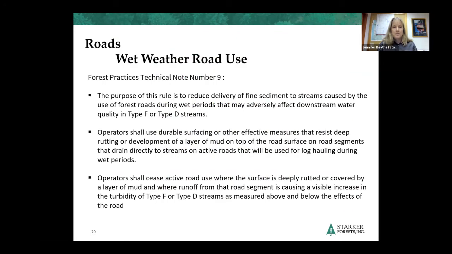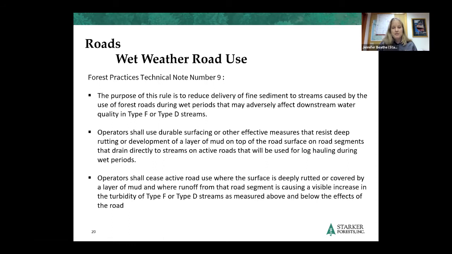But talking about wet weather road use, we have Forest Practices Technical Note number 9, and the purpose of that rule is to reduce delivery of fine sediment to streams caused by the use of forest roads during wet periods. The operators should use durable surfacing or other effective measures that resist deep rutting or development of a layer of mud on top of the road in places that directly drain to streams.